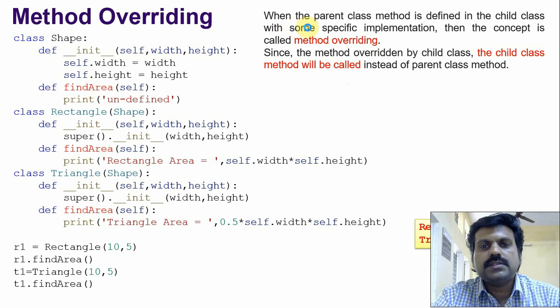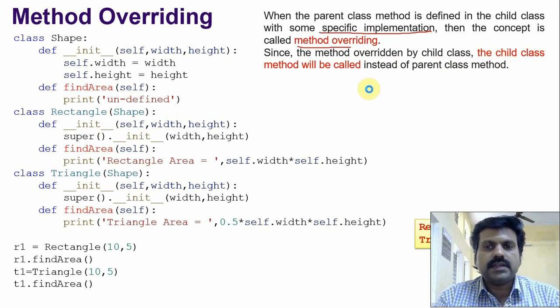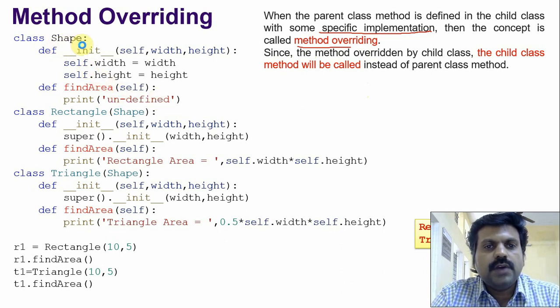Method overriding is when the parent class method is defined in the child class with a different, specific implementation. Since the method is overridden by the child class, the child class method will be called instead of the parent class method. So here we can see how it is applied. Assume that we have a class called Shape. Inside the Shape class we have two data, width and height, and I am initializing them with self: self.width equals width, self.height equals height.